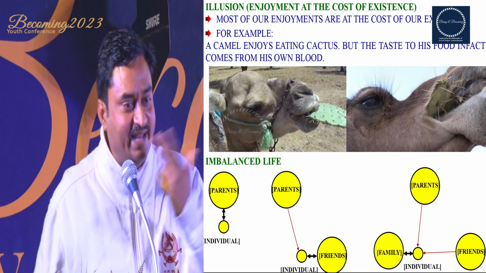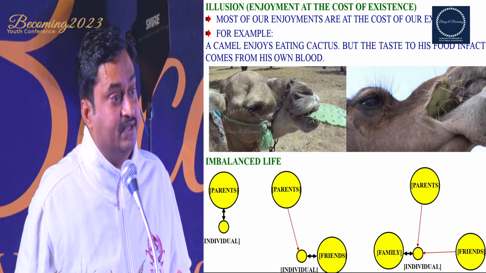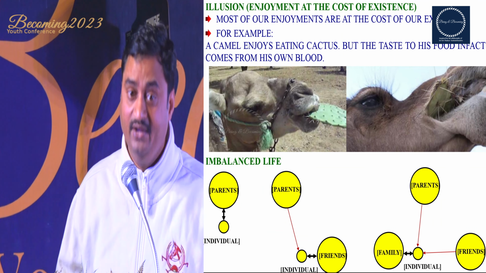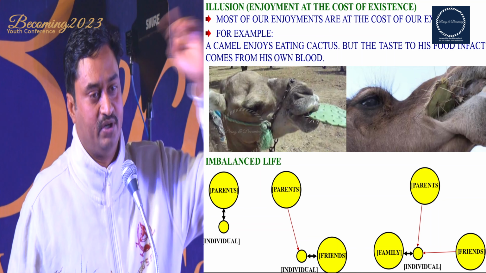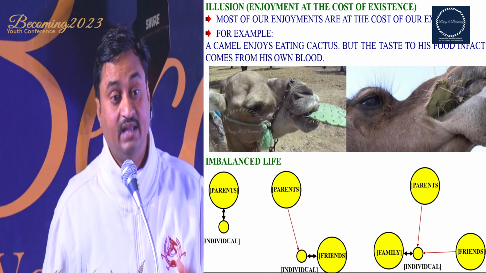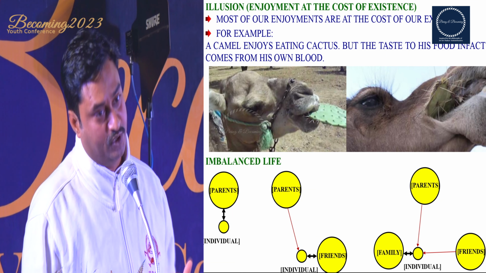So when I take a cigarette, actually I'm hampering my own existence. I don't want to die. I never want to die, but at the same time I want to live while walking on the path of death. How is it possible? This illusion is a major problem of an individual, that I want to live at the cost of my own existence. How is it possible?